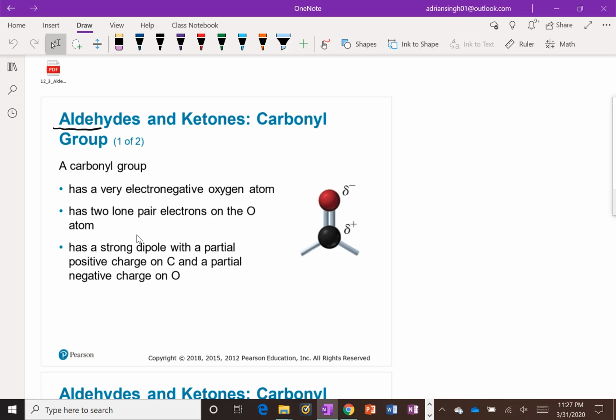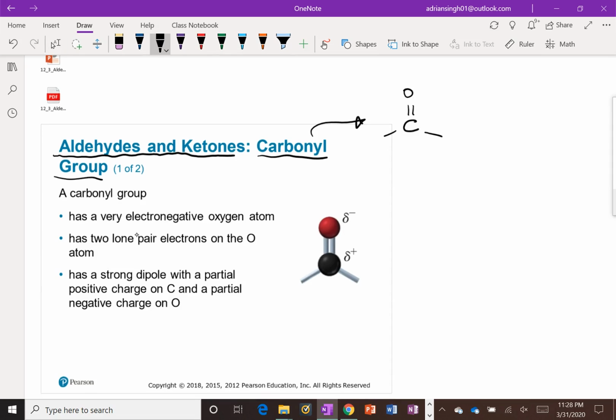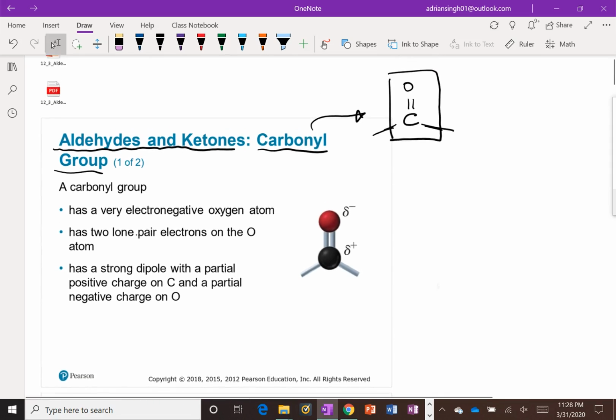So both the aldehydes and the ketones share something in common, and that is the presence of a group known as the carbonyl group. And this carbonyl group looks like this: a carbon with a double bond to an O, and then we have two single bonds remaining to that carbon, right? So this carbonyl here is common to both the aldehyde and the ketone.